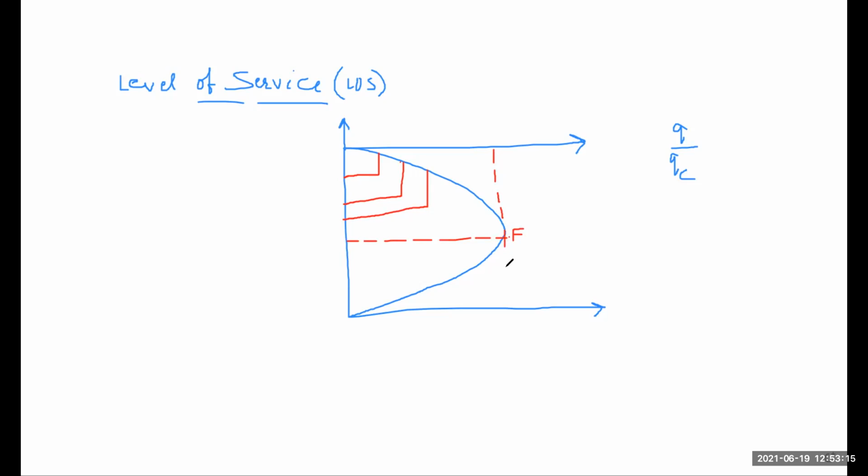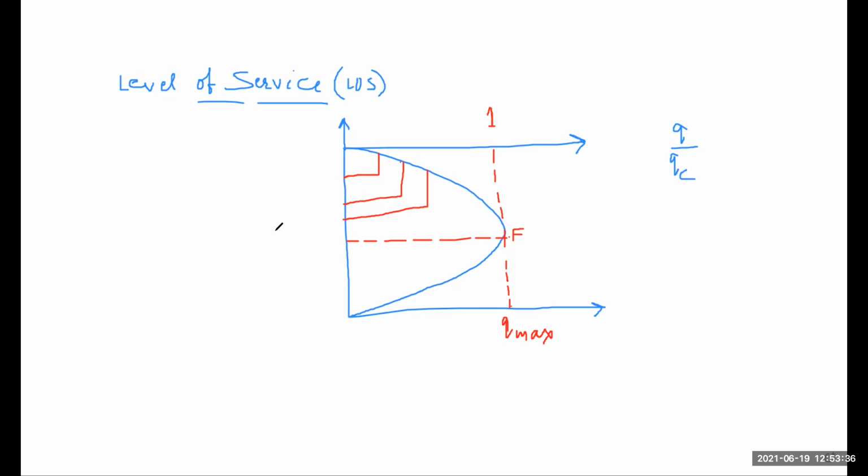Here your Q max is equal to 1. That means your traffic flow is maximum. Here is your Q max. This is 1. This is your Q max.